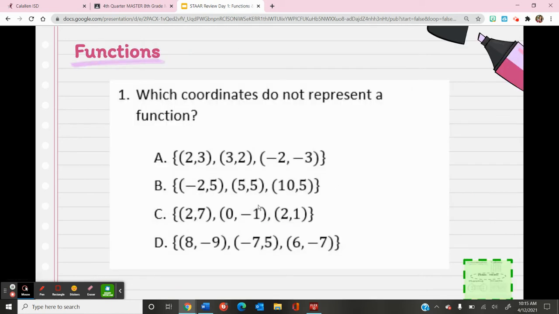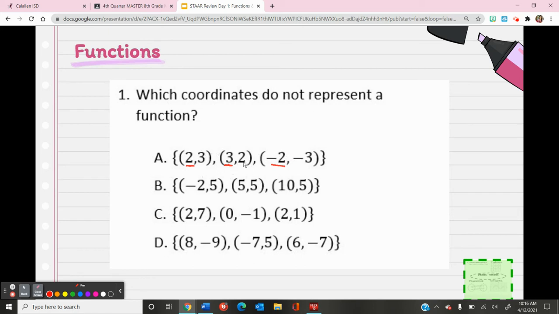So for the coordinate example, number 1 asks which coordinates do not represent a function. Remember, when we're looking at coordinates, we're only looking at the x values. So for A, I'm going to underline all of my x values. I have 2, 3, and -2.